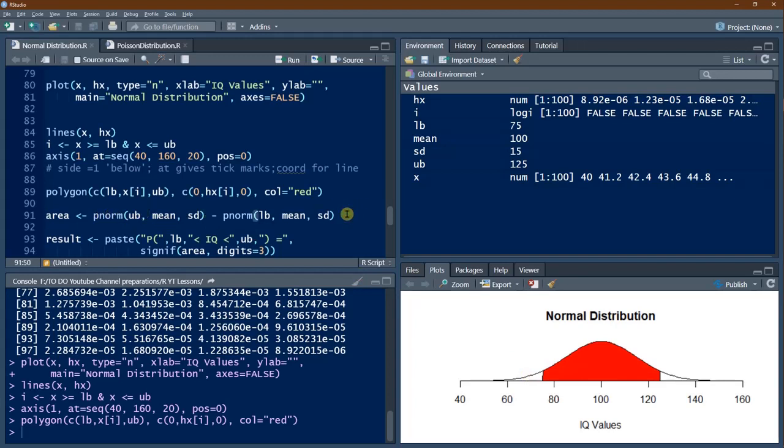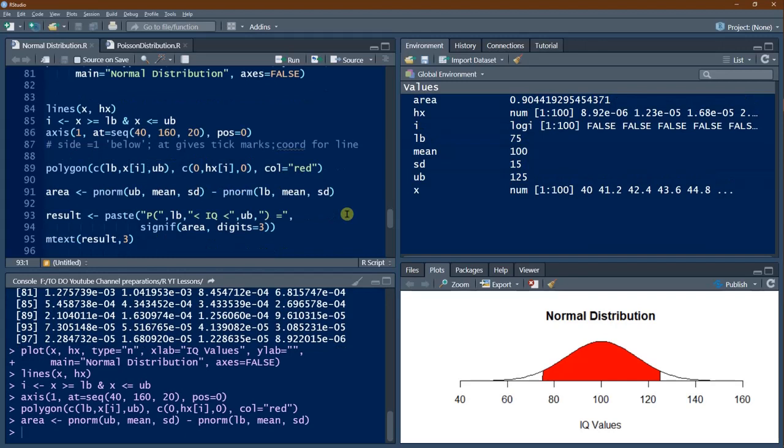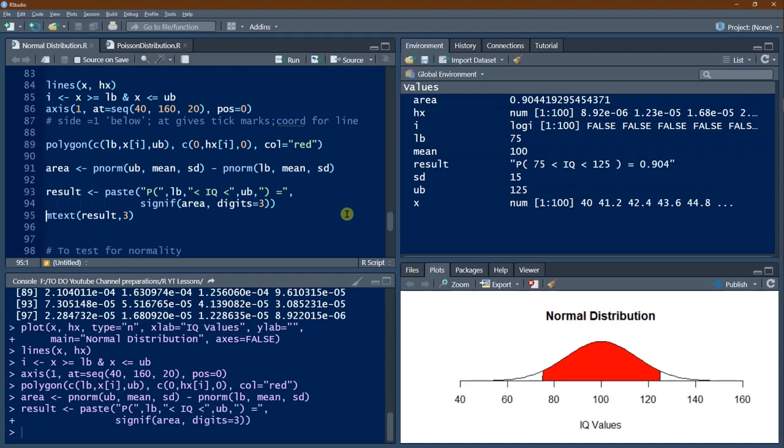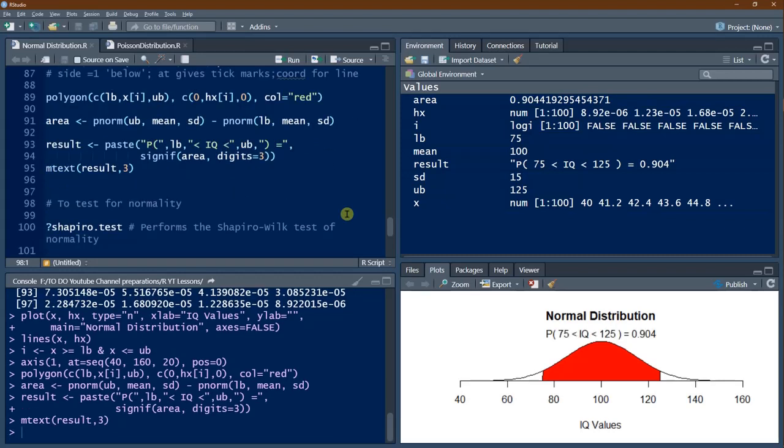So now area I am calculating, and now I am going to use a phrase, and then that I am going to put as the title. So paste, and I have included these things, and now mtext is resultant 3. So I am getting the mtext here. This is nothing but the title. So what I am saying is the probability I have calculated, that is nothing but the area, and that area I am including significant digits, 3 digits. So 90.4% is the answer to this problem.